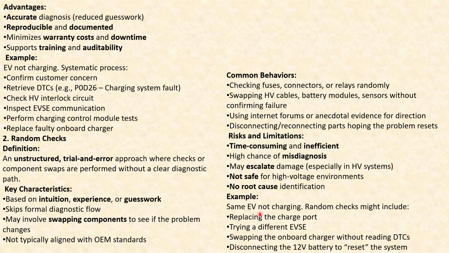Now, for example, if an EV is not charging, random checks might include replacing the charge port, trying a different EVSE, swapping the onboard charger without reading DTCs, and disconnecting the 12-volt battery to reset the system. So these are various kinds of random checks.